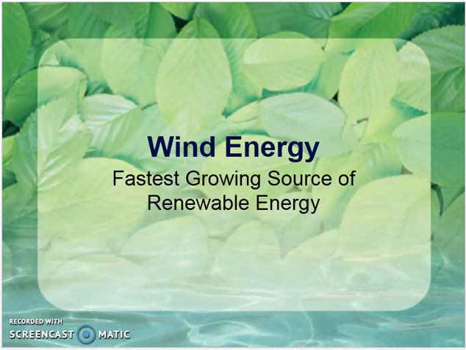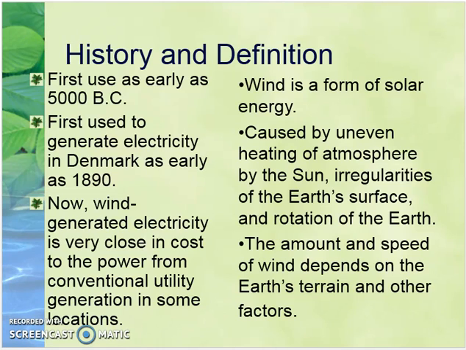Next is wind energy. That is the history and the definition of wind energy. Wind is a form of solar energy caused by uneven heating of the atmosphere by the sun, irregularities of the Earth's surface, and rotation of the Earth. The amount and the speed of wind depend on the Earth's terrain and other factors.